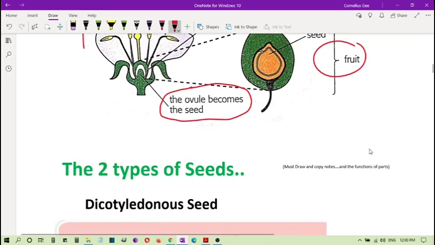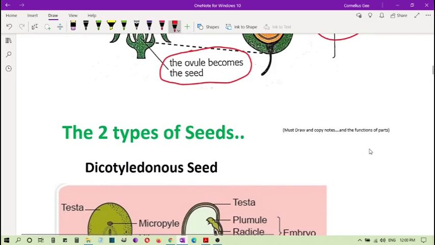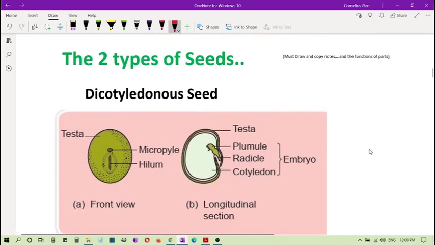All right, so from here we move on to the study of seeds. There are two types of seeds. Again, students, you must draw this to make notes of the seeds. We have the dicotyledonous seed. The di here means two, two in number.